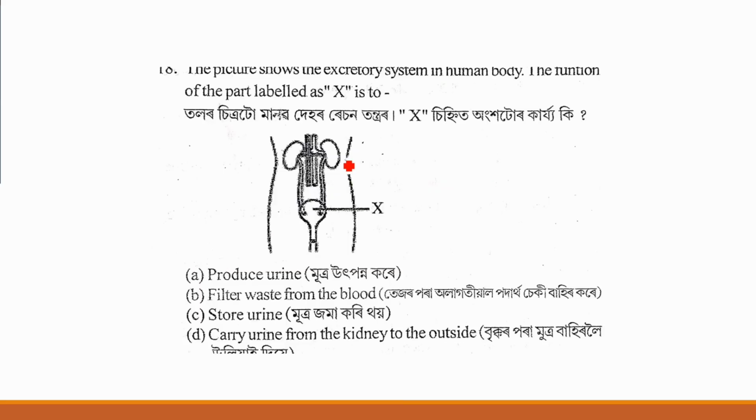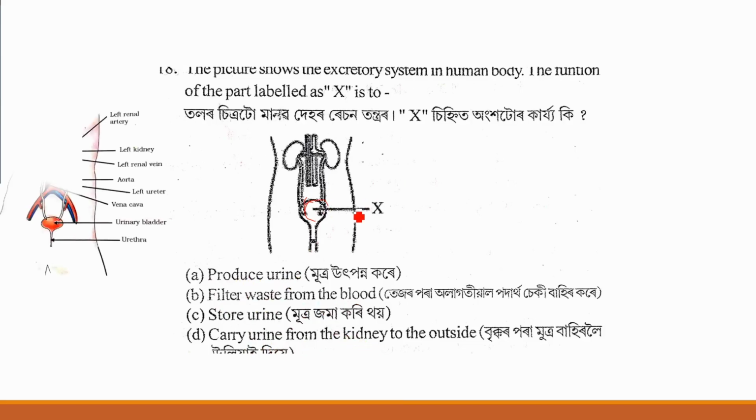The picture shows the excretory system in the human body. The function of the part labeled as X is to. You can see this is a picture given, and here X is represented. Now you have to tell what this X is. The options: A, produce urine. B, filter waste from the blood. C, store urine. D, carry urine from the kidney to the outside.